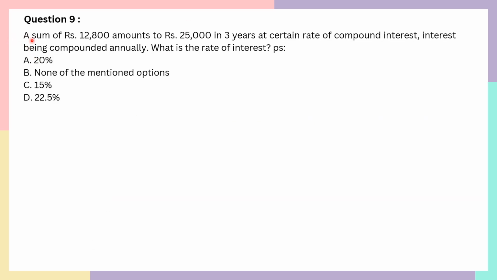Now let's see question number 9. A sum of rupees 12,800 amounts to rupees 25,000 in 3 years at a certain rate of compound interest. The interest being compounded annually. Then what is the rate of interest? Options given are 20%, none of the above, 15% and 22.5%. Now let's see the solution.